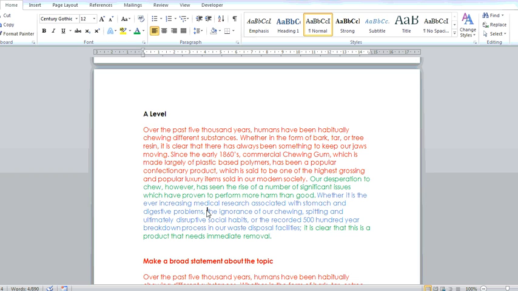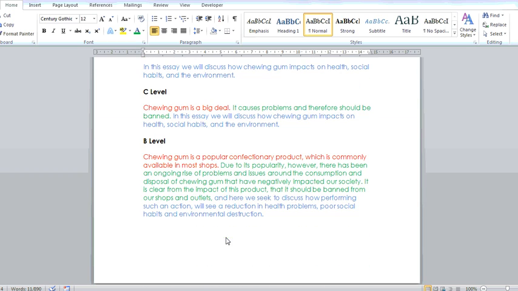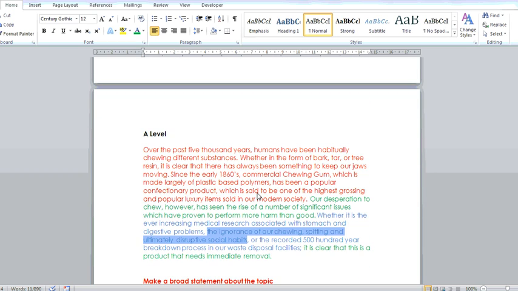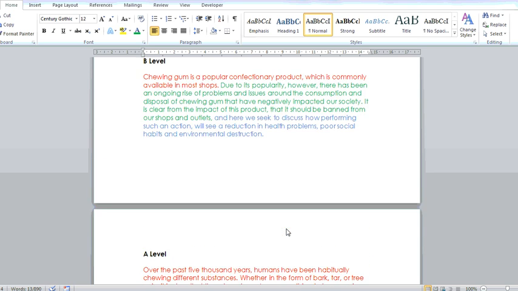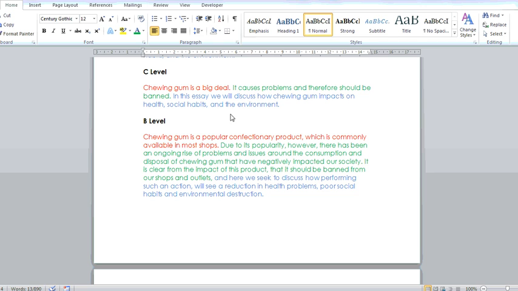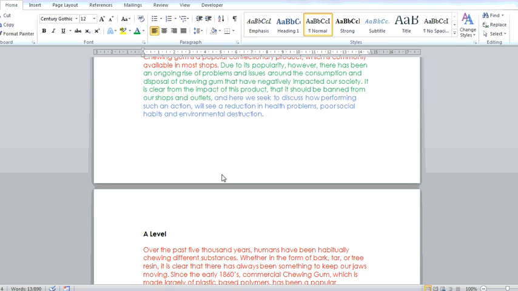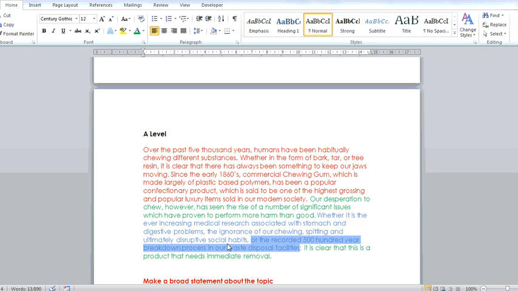Similarly, you can see here the ignorance of our chewing, spitting, and ultimately disruptive social habits. Up here, I just said social habits, but down in the A level, I'm being much clearer. And again, you can see a hint of the type of examples and the type of discussion I'm going to be using. And thirdly, it says here, or the recorded 500-year breakdown process in our waste disposal facilities. And again, up here I just said the environment. So you can see that the difference between the C, the B and the A is that I'm being increasingly clearer in what I'm expressing. As well as that, I'm also showing much more polished language and much more variety and description in what I'm saying.